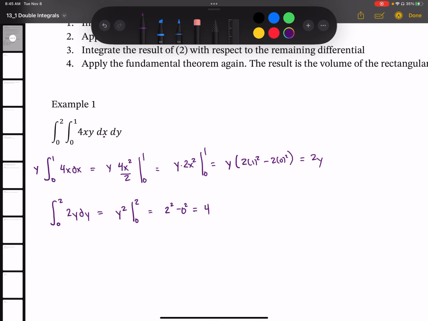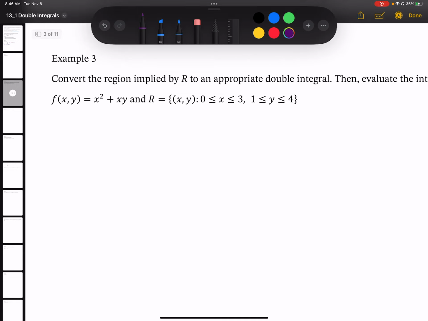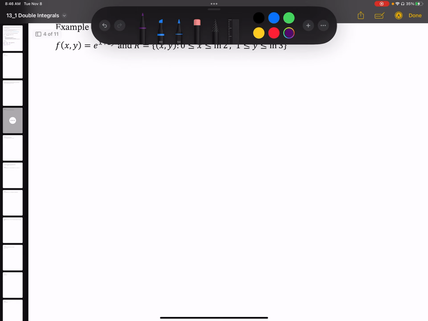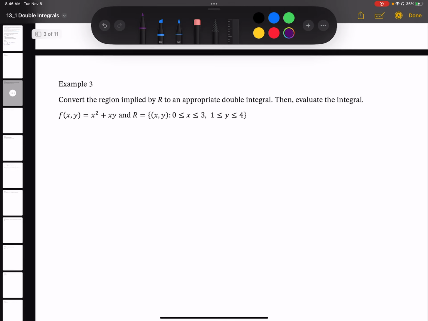So that's it. I've got tons of examples in this PDF. We won't do all of them. You can work them independently, but some of them are just to reinforce this concept. To demonstrate the concept, we don't need to do all of them. So we're going to skip example 2 and move on to example 3.